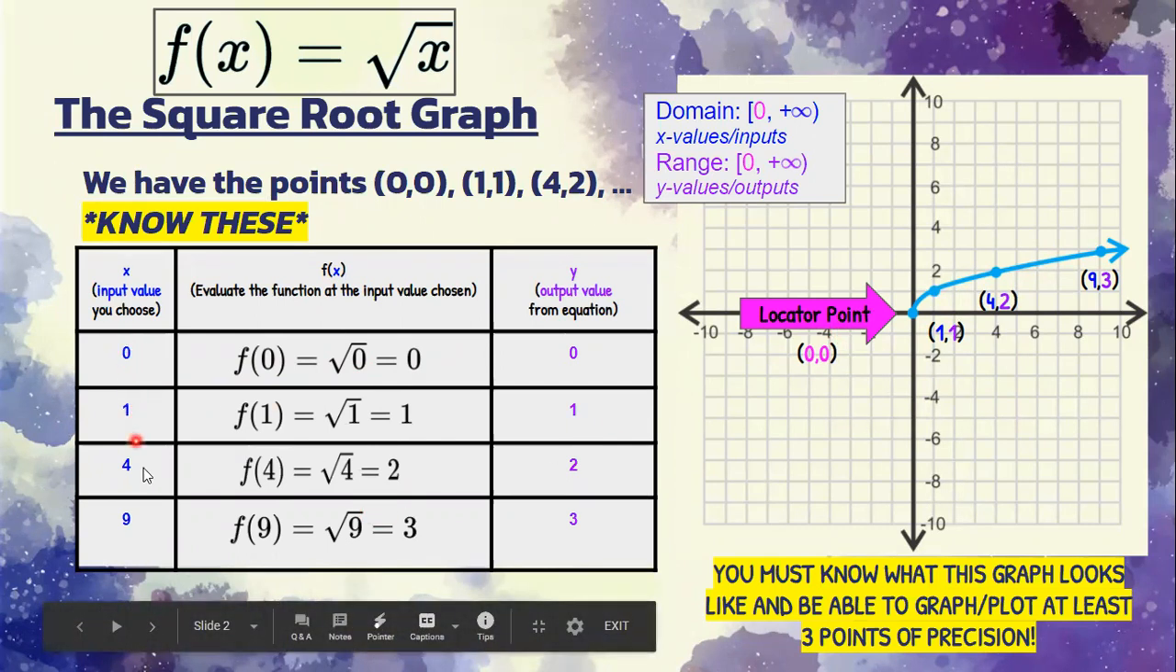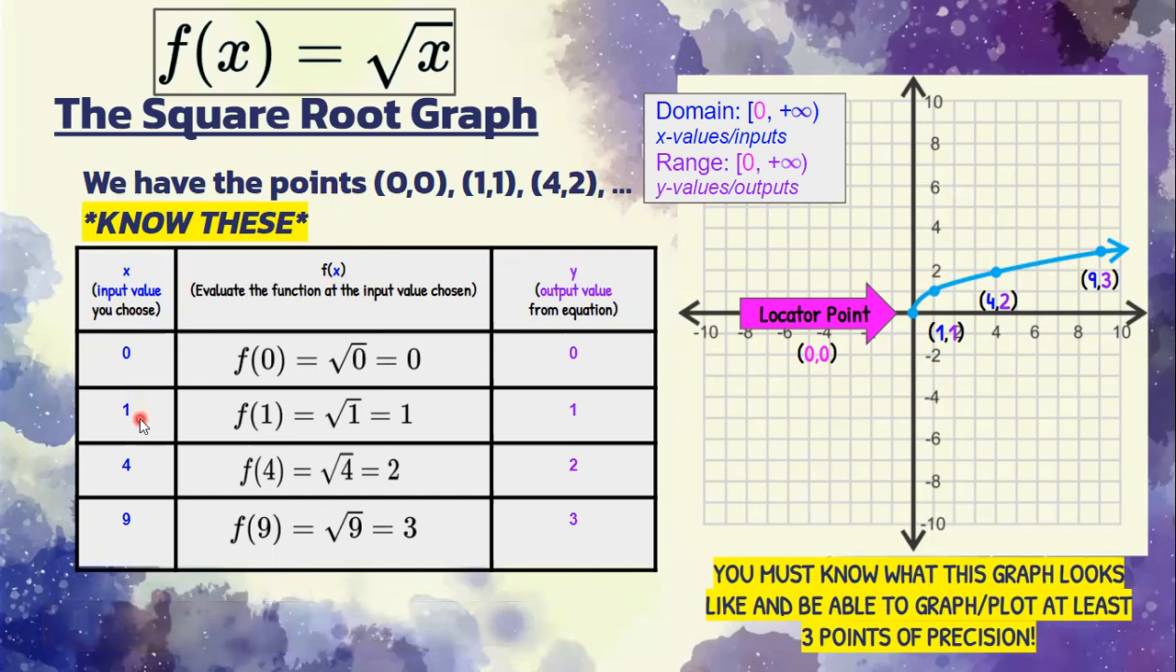And then we continue to choose x values that we could take the square root of. So the next one we could take the square root of is 1. So when x is equal to 1, we have f of 1, our function evaluated at 1, is equal to the square root of 1. And the square root of 1 is just 1, so our output value is 1. So we have the point (1, 1).